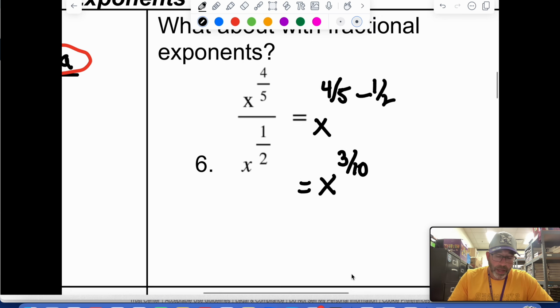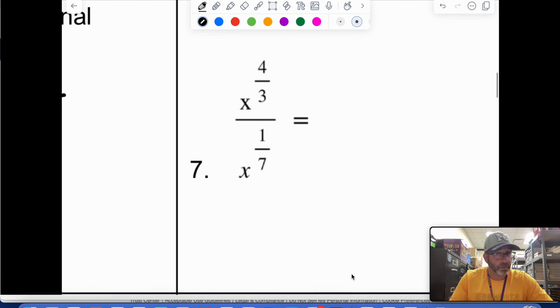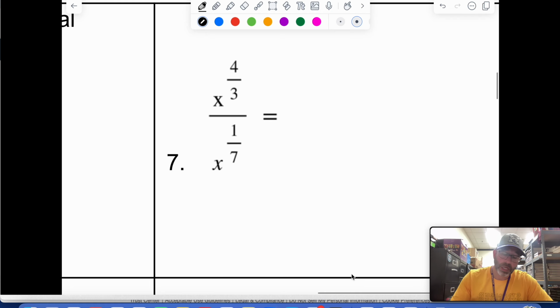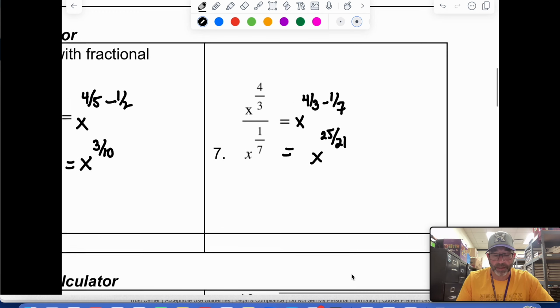Okay? All right, the next one, again, I would pause this, try it on your own. See if you can get your answer. But it's the same process, x to the 4/3 minus 1/7. So that means we're going to have 28 minus 3, which is 25. Oops, we got to put the x first. All right, and we're going to have x to the 28 minus 3, which is 25 divided by 21. Okay, throw those in the calculator, try to get them.